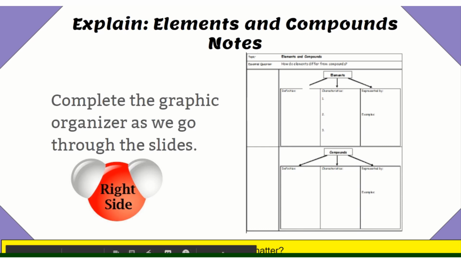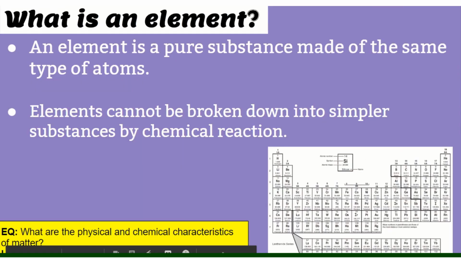Okay? All right, so an element is a pure substance made of the same type of atoms. Everything in the world is made out of atoms, but each element is its own kind of atom. Okay, so let me say that again. An element is a pure substance made out of the same type of atom.